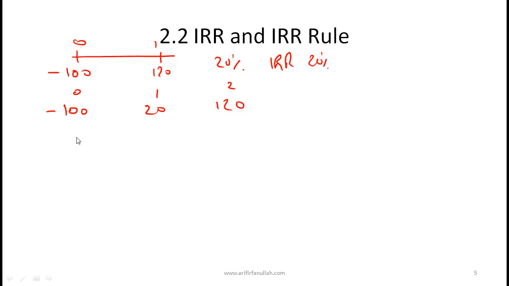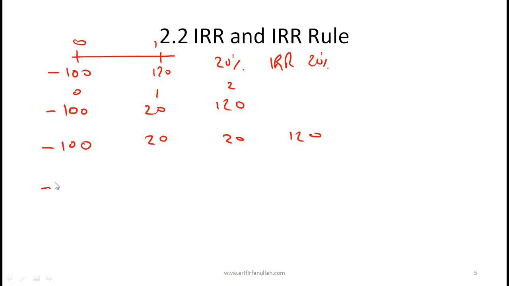Now if anybody gets this wrong, I'll kick them out. This is 100, and then at end of year 1 you get 20, end of year 2 you get 20, end of year 3 you get 120. What's your return? 20%. Okay. So this was easy, but it gives you an intuition for what IRR is. IRR is simply you look at your cash flows and say what's the return I'm getting.